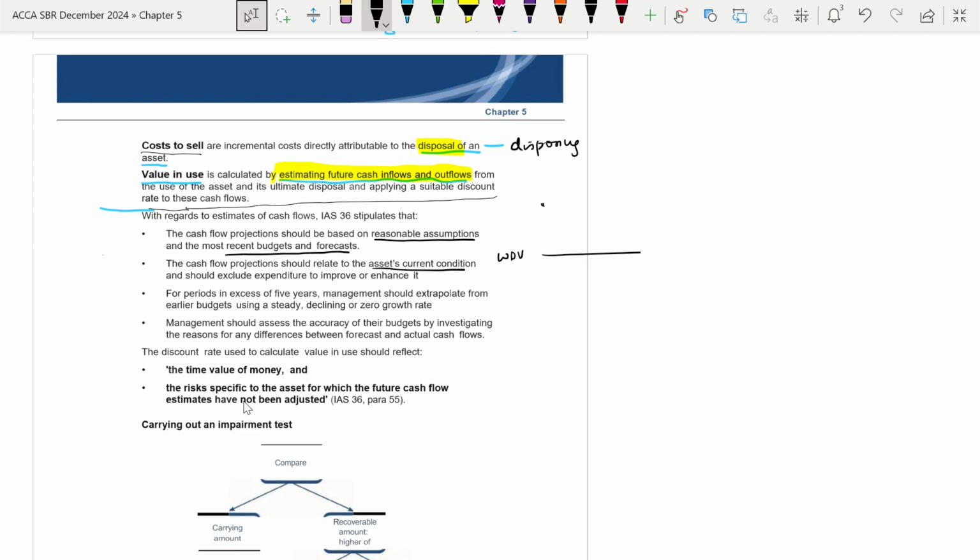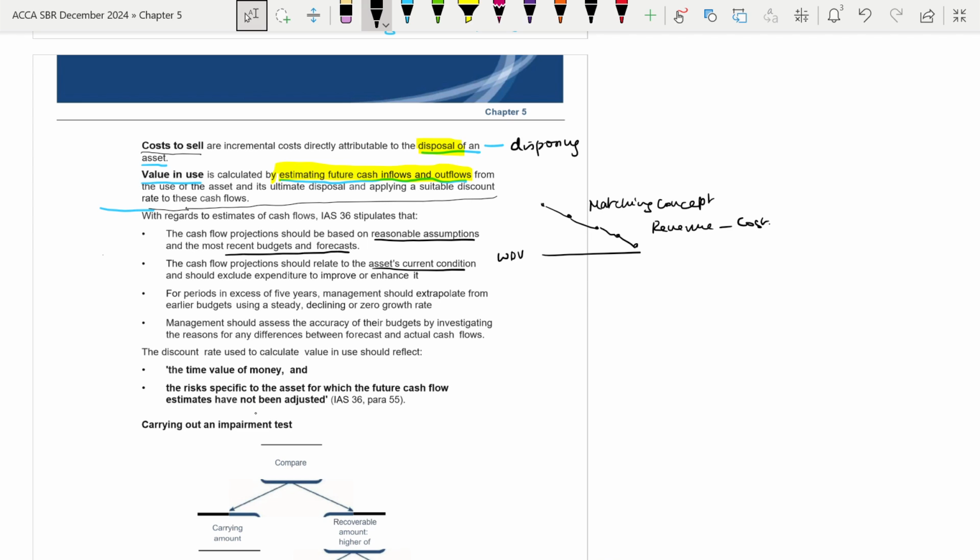In year one, the depreciation will be more. In year two, depreciation will be less. In year three, it will decrease from time to time. Automatically, we are using the matching concept, matching the revenue with the cost.